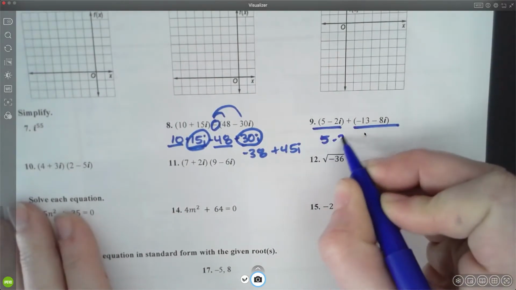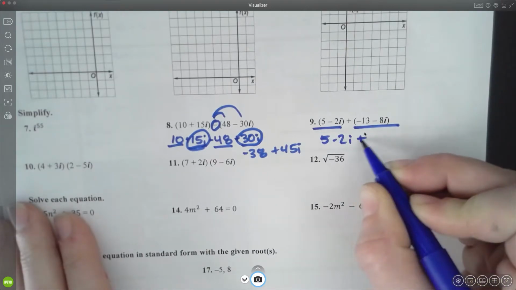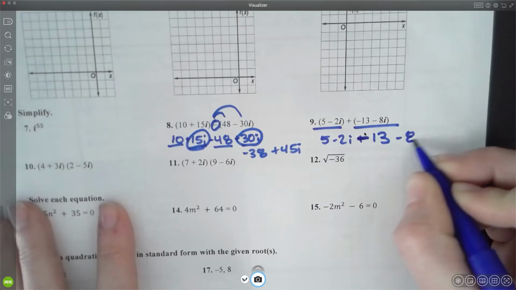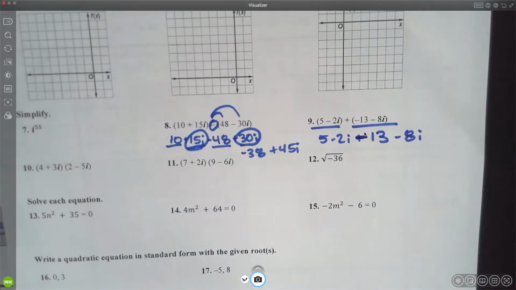5 minus 2i plus, well, really minus 13, because plus a negative 13 doesn't do anything. Minus 8i, then you combine like terms. It's minus 13, because plus a negative makes a negative. And then minus 8. So the plus negative is there for 8, nothing? Really, kind of, yeah.